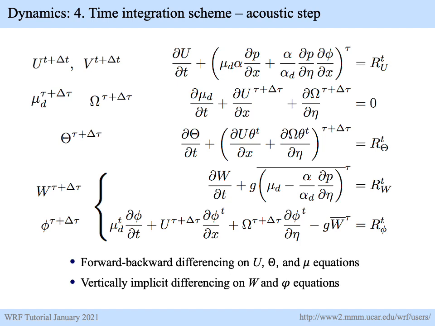And it results in a very simple tri-diagonal system in the column that can be solved. And that removes the time step restriction on the acoustic integrations from the wave speed of the acoustic modes. So that's why we do this. So this is a forward-backward scheme with vertically implicit integration of the acoustic modes.